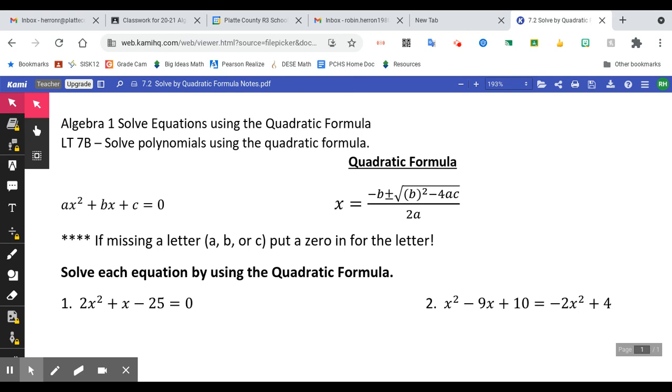Okay, you guys, moving on to lesson 2 in unit 7. We are going to learn today another way to solve our quadratic equations, okay? But today we're learning a way that uses something called the quadratic formula.